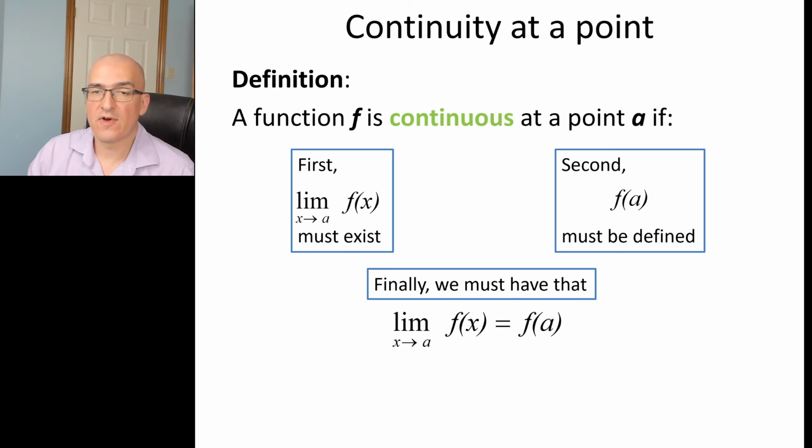Now, for the value of the function at that point to match the value of the limit, first of all, we need the value of the function at that point to exist, so it has to be a number that's in the domain.